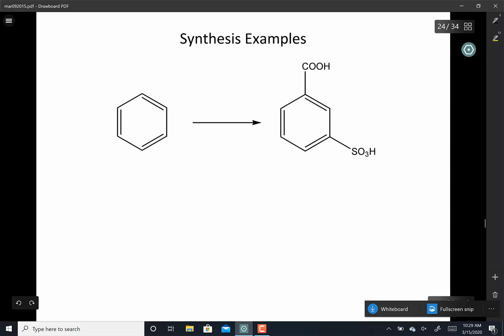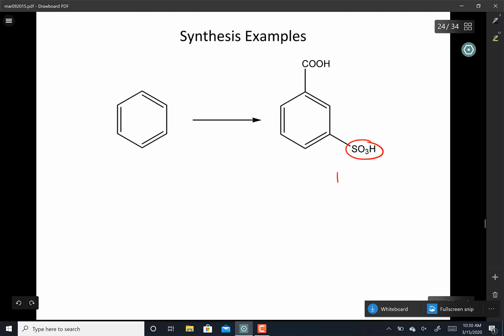So here is another problem. So I'd say take a minute here to think about how you're going to do this reaction. How do we add the SO3H group? SO3 and H2SO4. How do we add the carboxylic acid group?